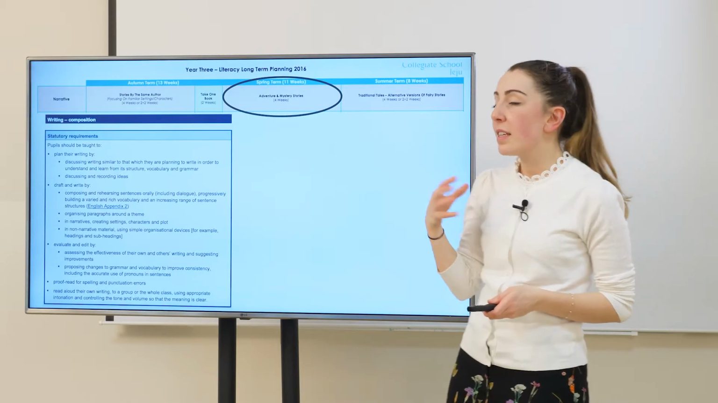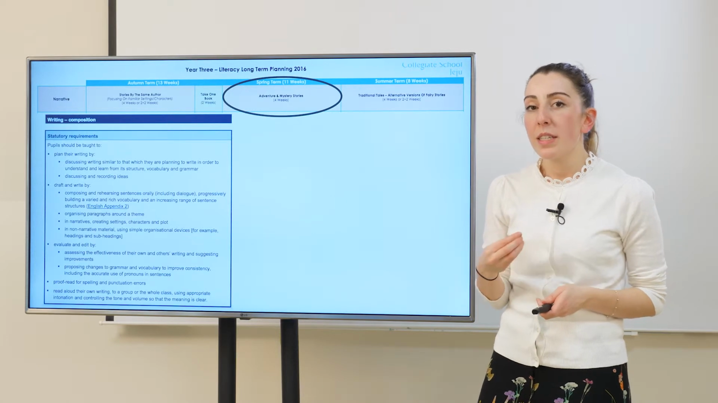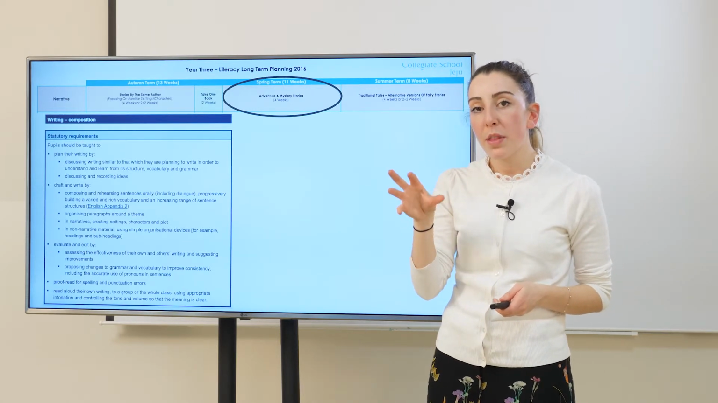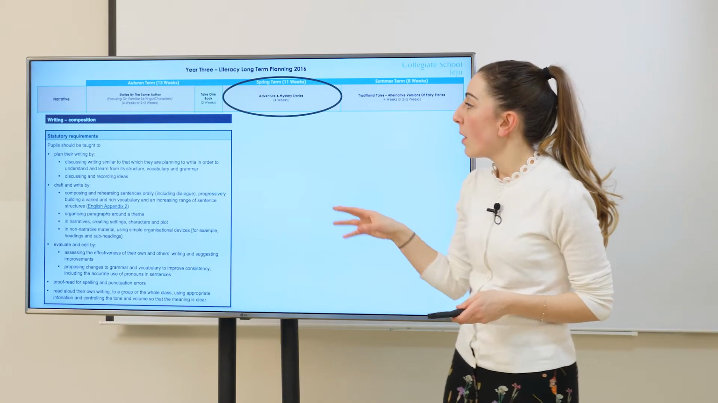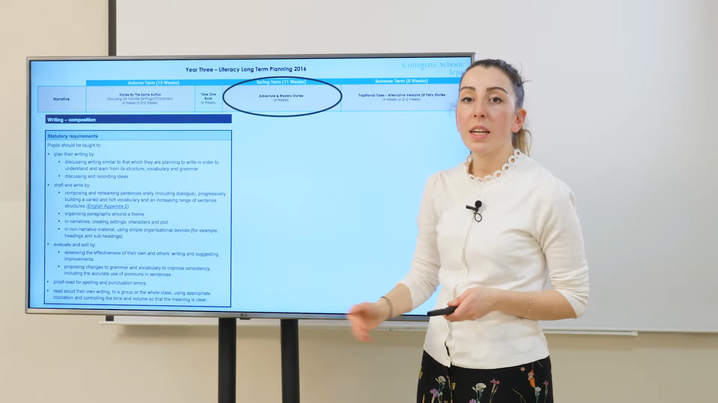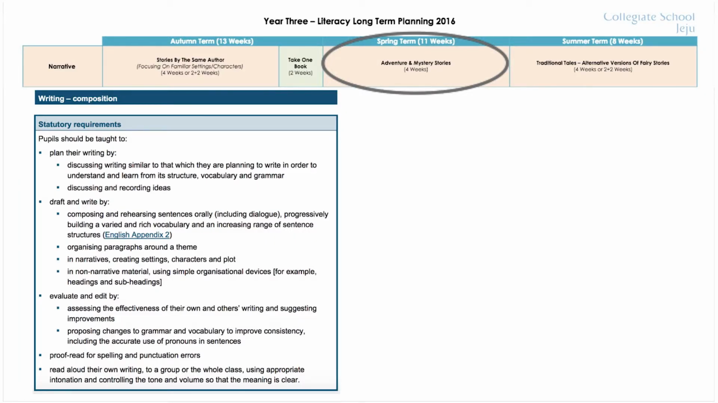Therefore, I need to, as a teacher, think about, what am I teaching? What do I want my students to learn? If I'm focusing on plot, then I'm focusing this term on their writing. And so, using this subject, I'm going to cover these objectives of the national curriculum. Pupils should be taught to discuss writing similar to which they are planning to write in order to understand and learn from its structure, vocabulary and grammar.